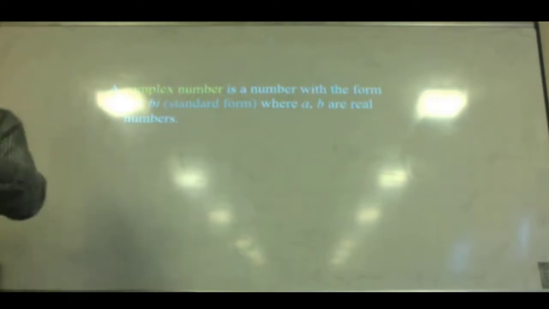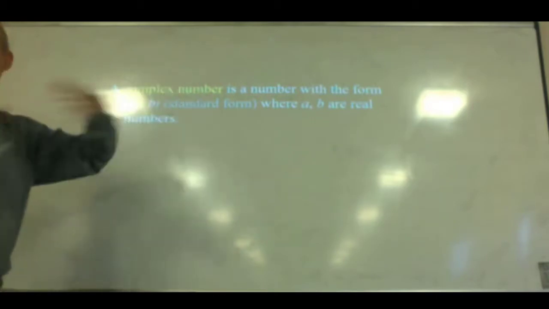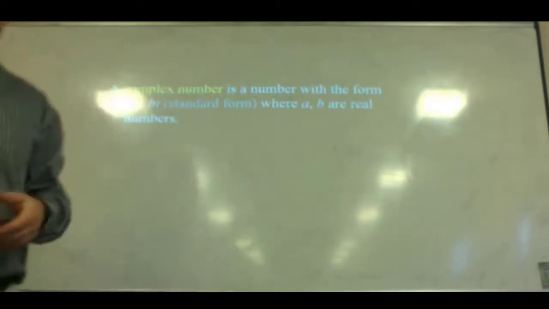That's standard form. So anytime we write these, we always want to write them with the real part first and the imaginary part second. Okay? And you'll see how we do it in these examples. But the a and the b are going to be real numbers. So it just means we've got a number and then plus another number times i. That's the makeup of a complex number.